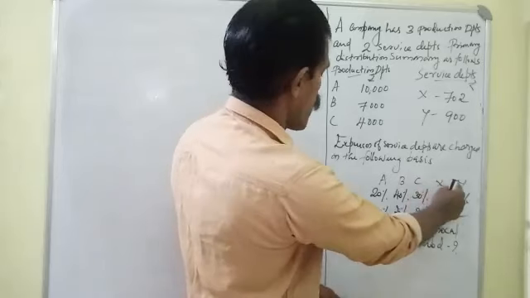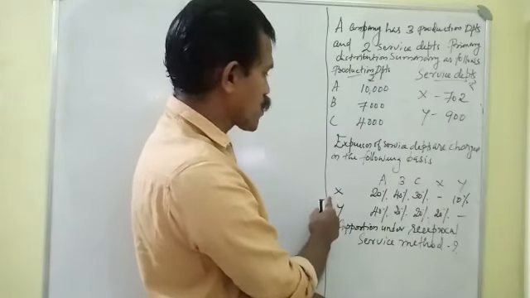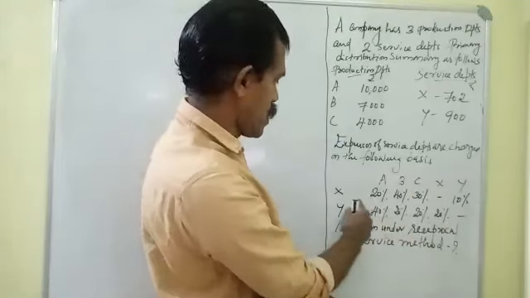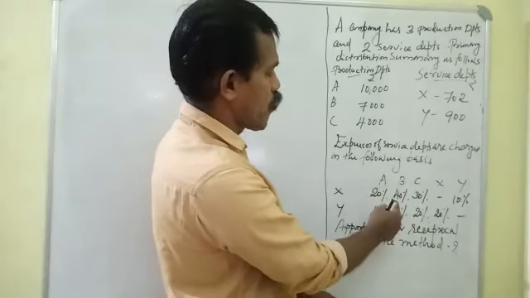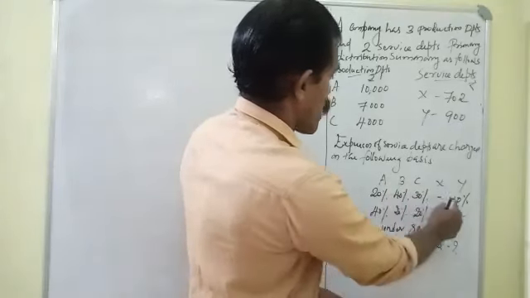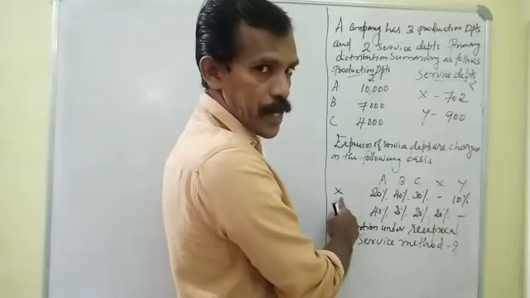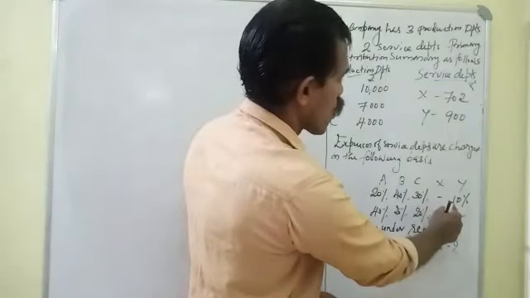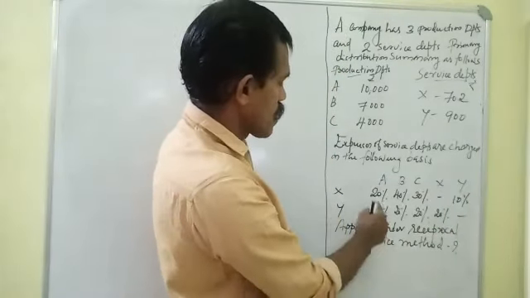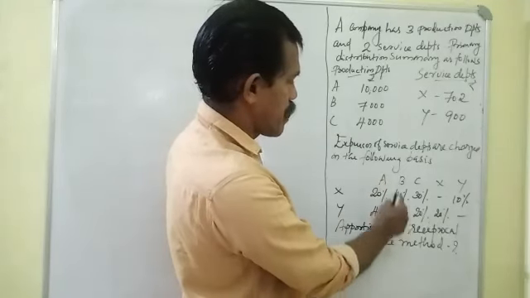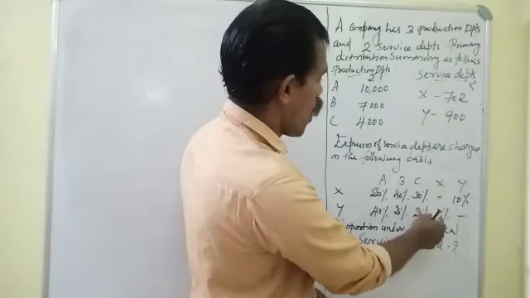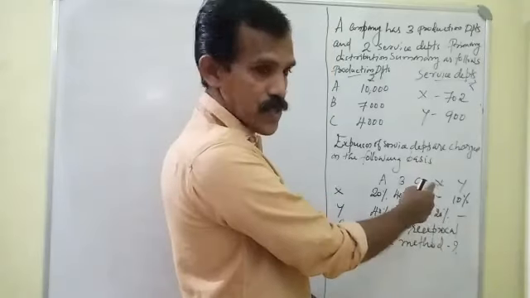Then expenses of service departments are charged on the following basis: A, B, C, and the two service departments X and Y. This shows in what way the overhead of X is distributed among other departments. X: 20% to A, 40% to B, 30% to C, and 10% of X's overhead goes to Y. Then Y's overhead distribution: 40% to A, 20% to B, 20% to C, and then Y's 20% overhead goes to X.